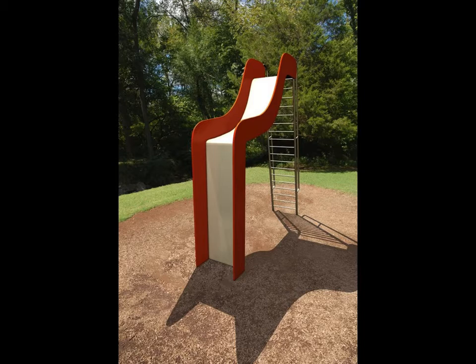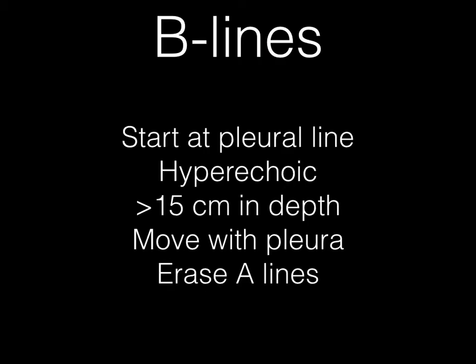Now we have an idea of what normal lung looks like. We have that bright white pleural line and repeating horizontal lines. And when things start to go amok, we start to see B lines. Now, just reminding you of their criteria, they have a bunch of them and would like to hit all of them.